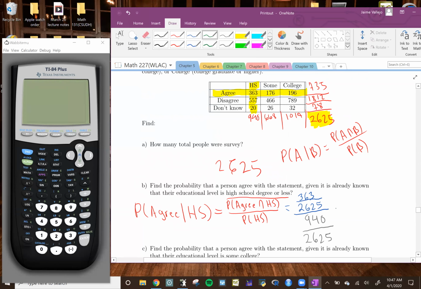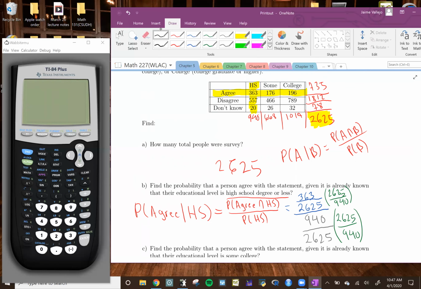If you look at the fraction, I want to get rid of this fraction. To get rid of that fraction, you multiply by the reciprocal. So you multiply by 2625 all over 940. But you also want to do that to the top, so you do 2625. I'm just kind of confused. Why are we doing it like that? Why is it 363 over 2,625 and then over 940 over 2,625?